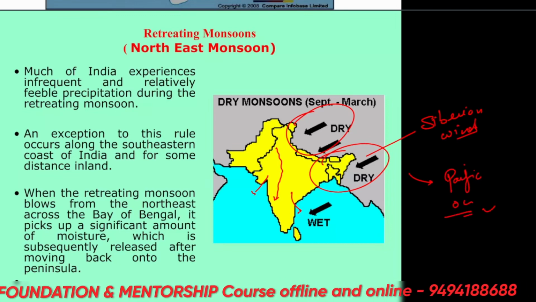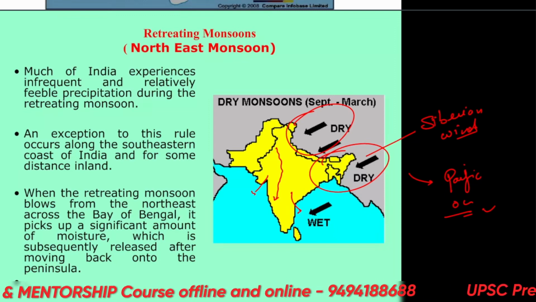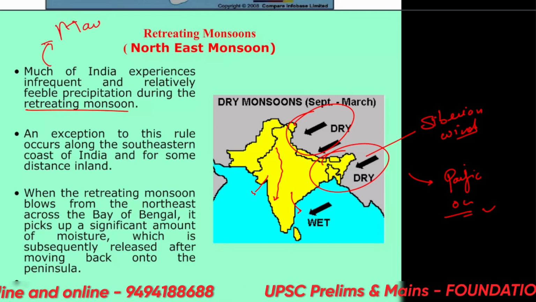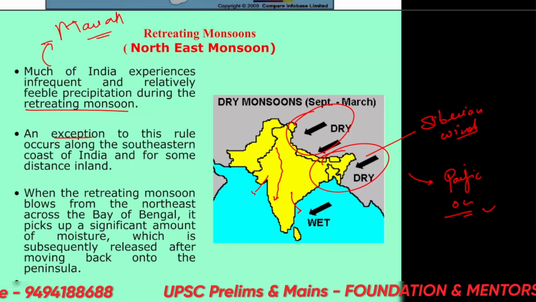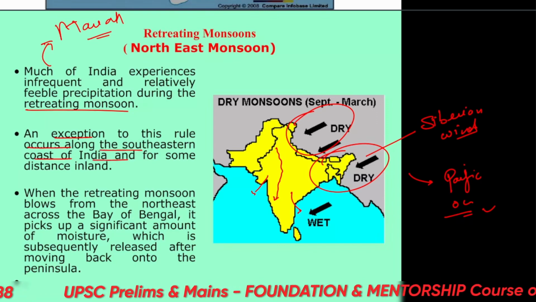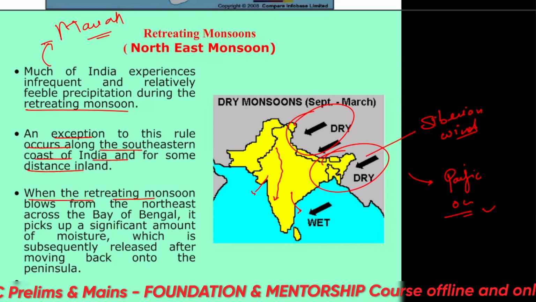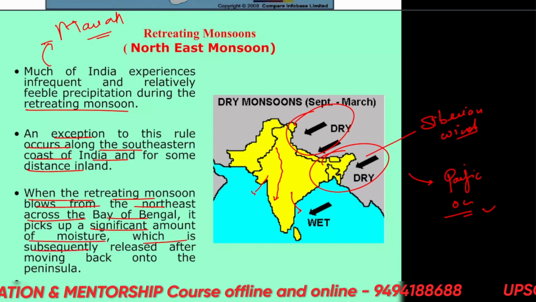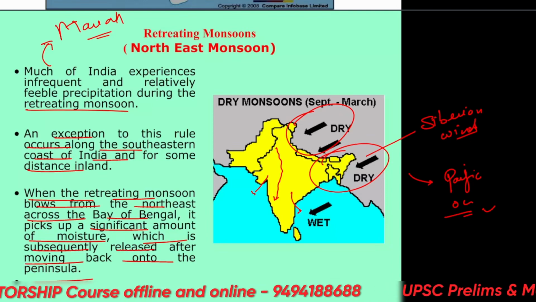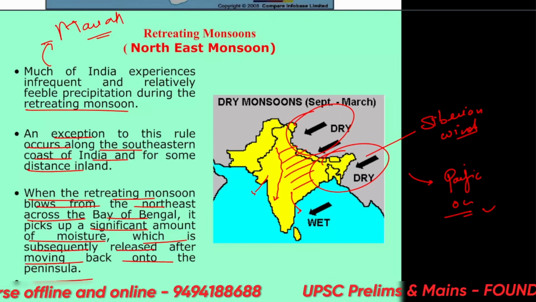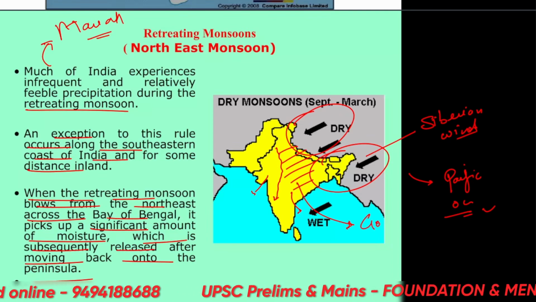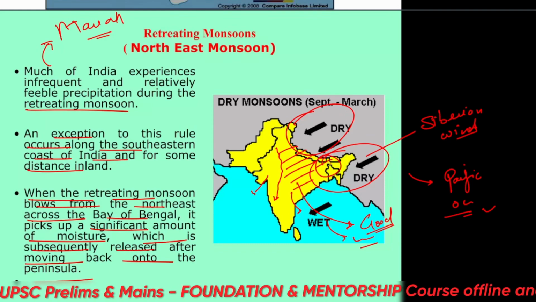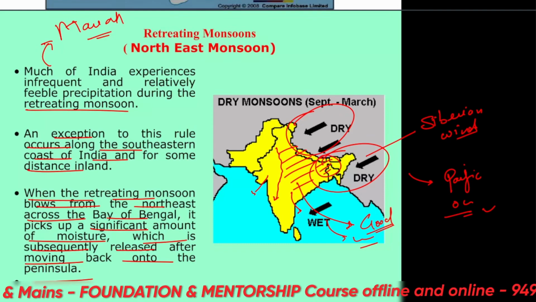So much of India experiences infrequent and relatively feeble precipitation during the retreating monsoon. So there are some winter winds like Mawat. An exception to this rule occurs along the southeastern coast of India and for some distance inland. When the retreating monsoon blows from the northeast across the Bay of Bengal, it picks up a significant amount of moisture, which is subsequently released after moving back onto the peninsula. Alright, so it will rain here sometimes in the winter. This rain is considered sometimes good for crops such as wheat, and sometimes it is destructive in areas such as West Bengal and all, where it is blown highly.